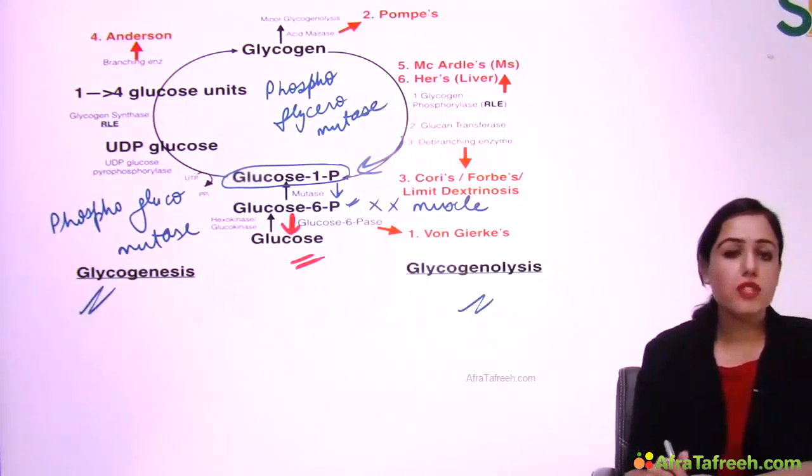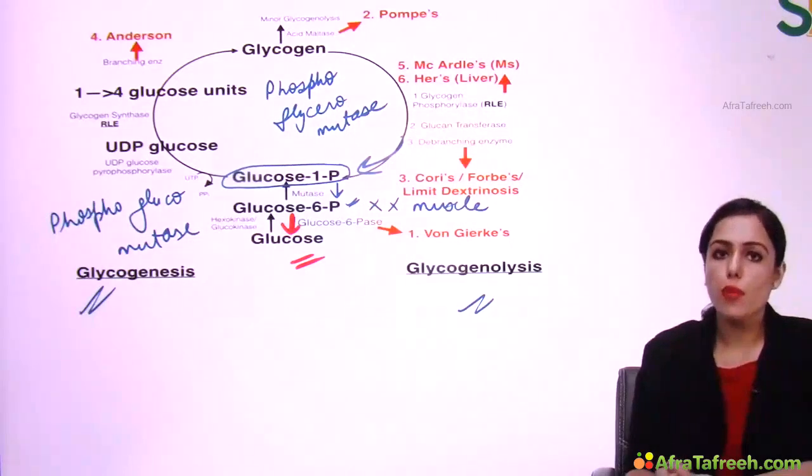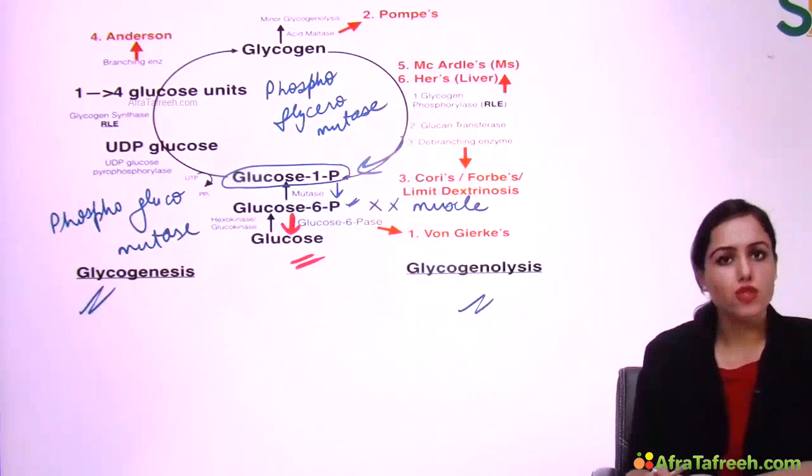Now also tell me which enzyme is common between glycolysis and glycogenesis. See, the first step was the same in both the pathways, that is the hexokinase glucokinase step. That enzyme is common in both the pathways, glycolysis and glycogenesis.